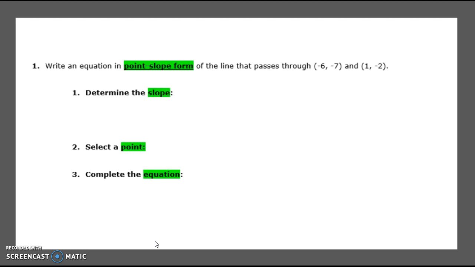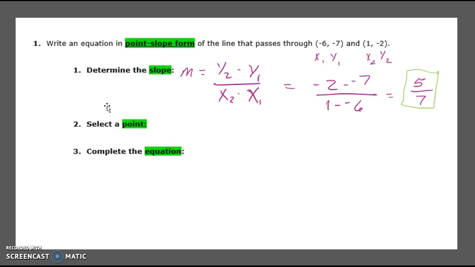So what we need to do is write an equation in point-slope form that passes through -6, -7, and 1, -2. First we need to use the information that we have to determine the slope. And we've been doing this all year long. This shouldn't be anything new. You absolutely can do it by hand and use the formula, or you can use the stat function on your calculator, whichever one you're comfortable with. Right now I want you to make sure that you've got this work copied down, so if you need to pause it, go ahead and do so.